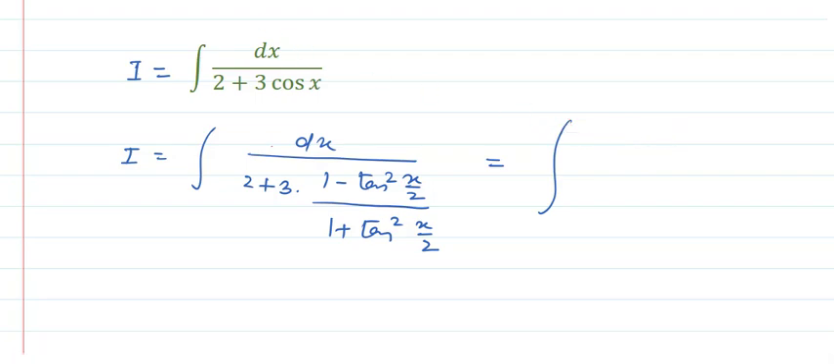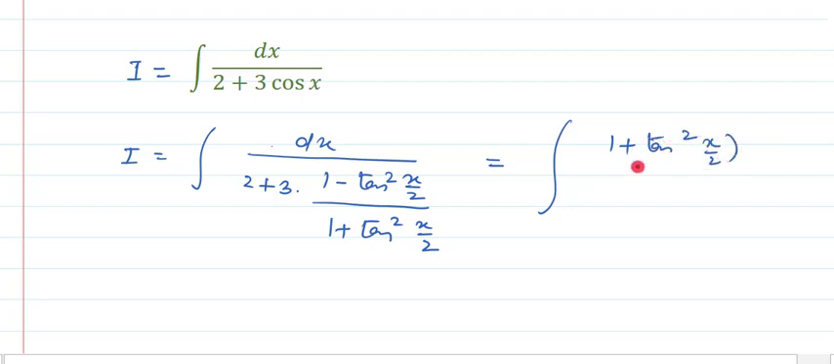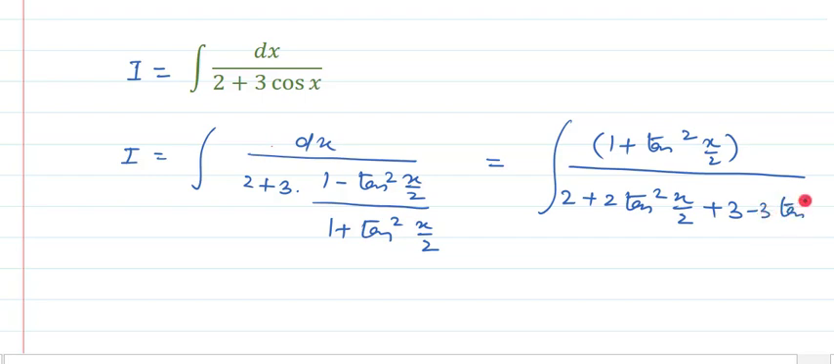First of all, we should write the term 1 plus tan square x by 2 upon, in the denominator, after taking LCM, we are left with 2 plus 2 tan square x by 2 plus 3 minus 3 tan square x by 2, dx.